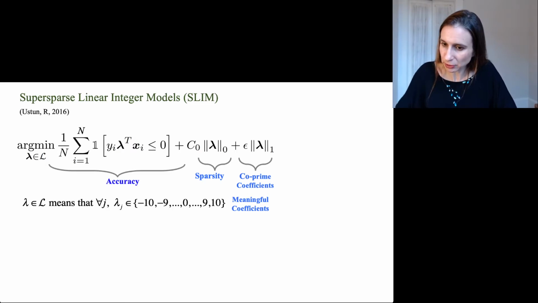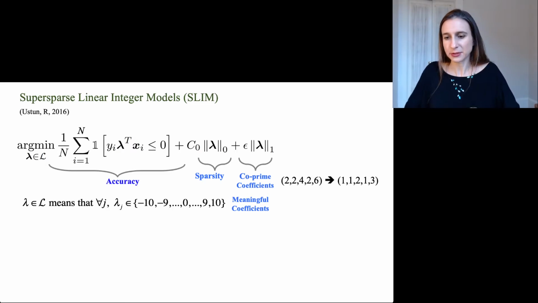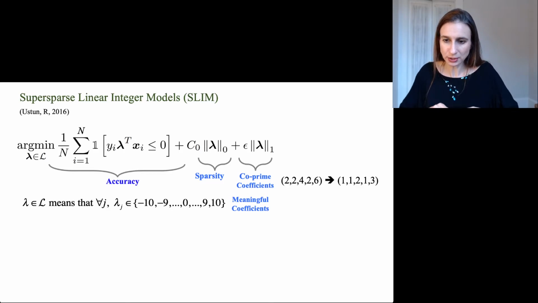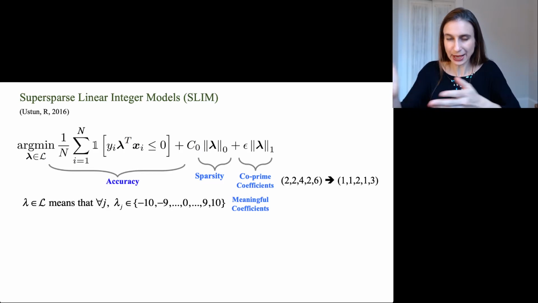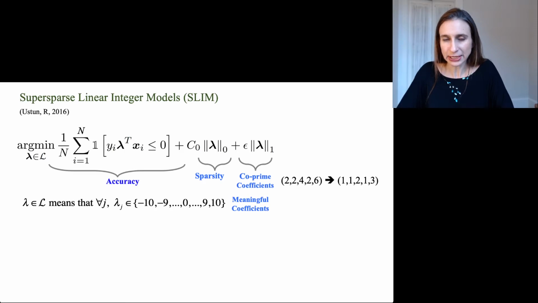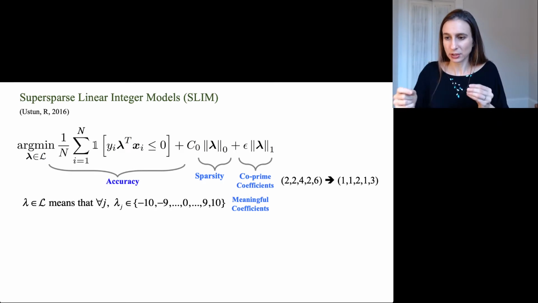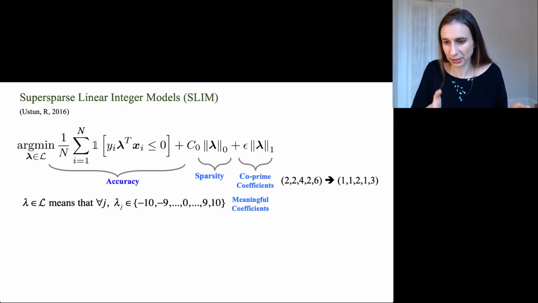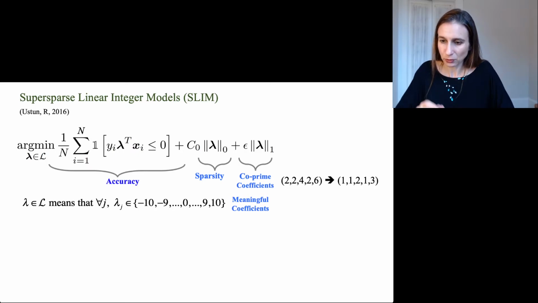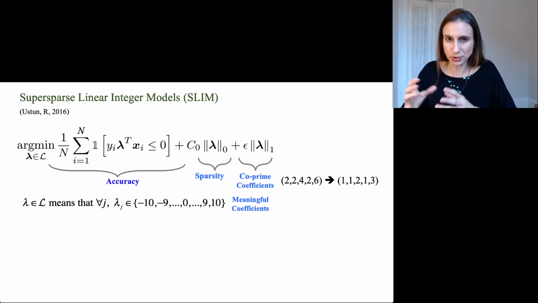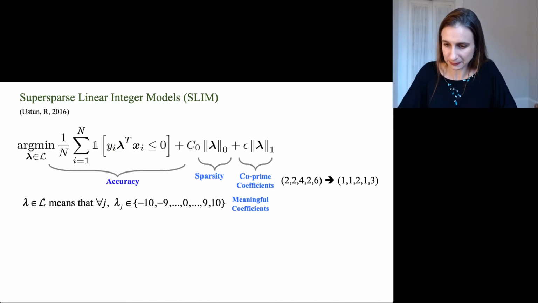Okay, so this co-prime coefficient term: if you minimize this without that L1 term, then you could get coefficients 2, 2, 4, 2, and 6, which are clearly not co-prime, right? If you add this small L1 penalty, then it will say, among all equally good decision-making solutions, I'm going to choose one where the coefficients are co-prime. So it'll reduce it to 1, 1, 2, 1, and 3. So there are no prime factors in common.